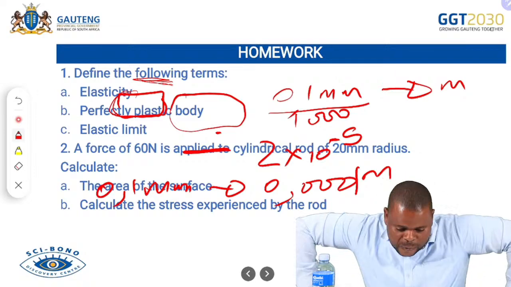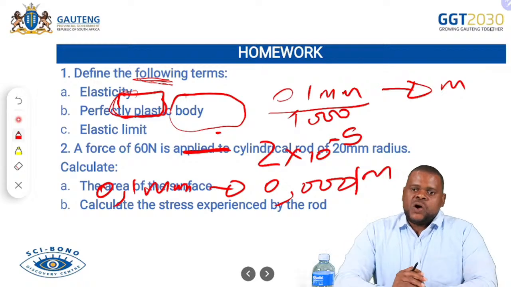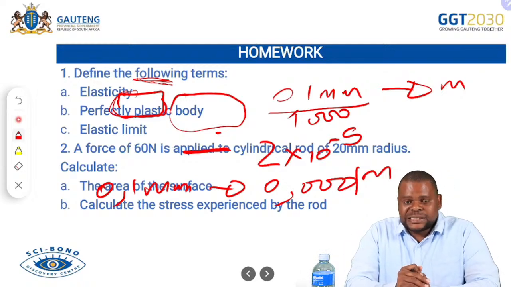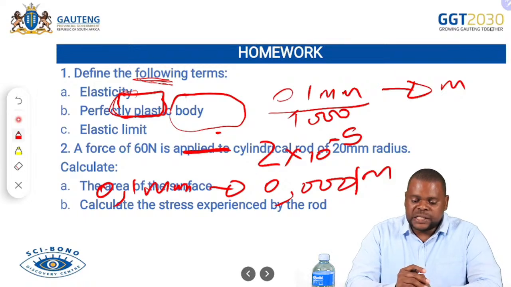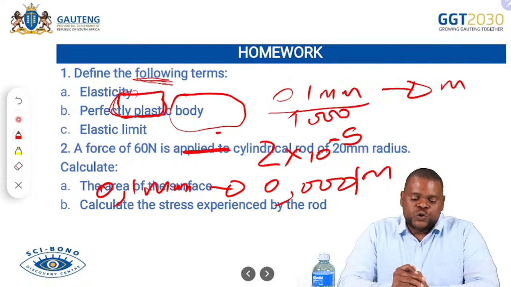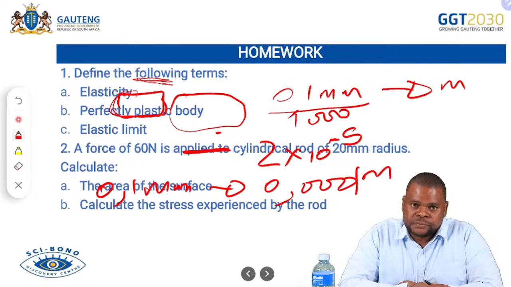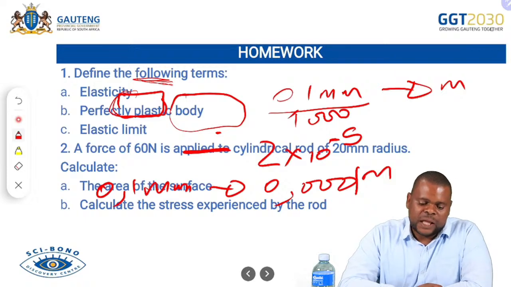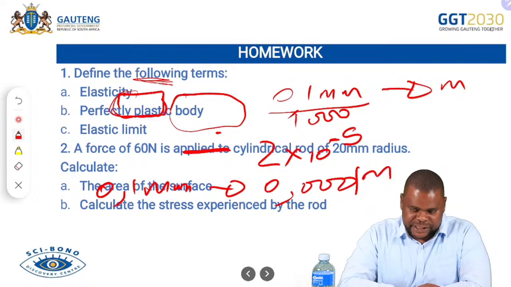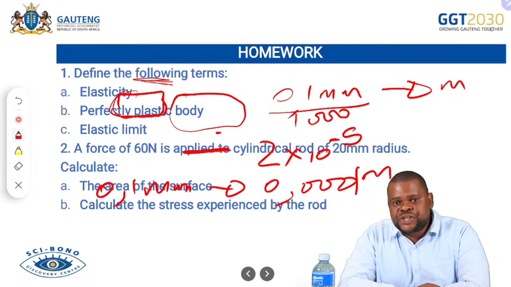Then grade 12, this is the homework. We know that we can't just end the lesson without giving you a homework. This is a homework for today, and then please use it to practice. The homework, we say, number 1, define the following terms. Define elasticity. Define perfectly plastic body. That is B. And C, we say, define elastic limit. Please, this will help you to practice the definitions.